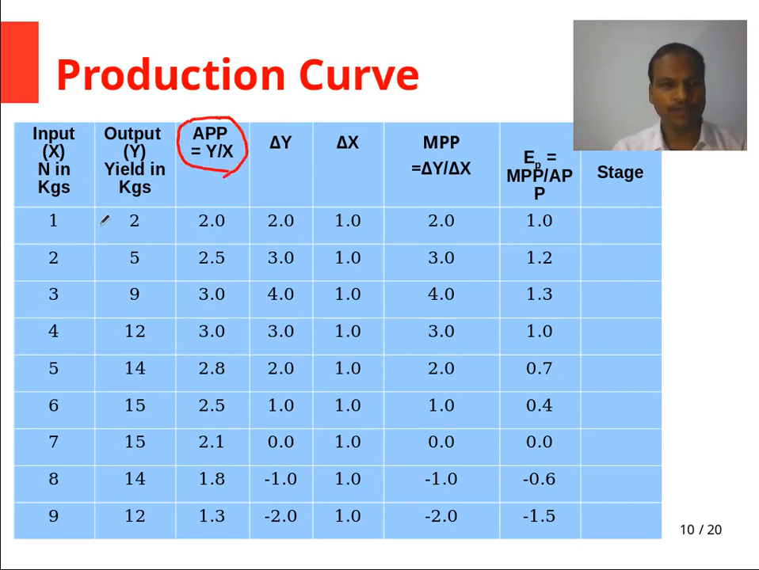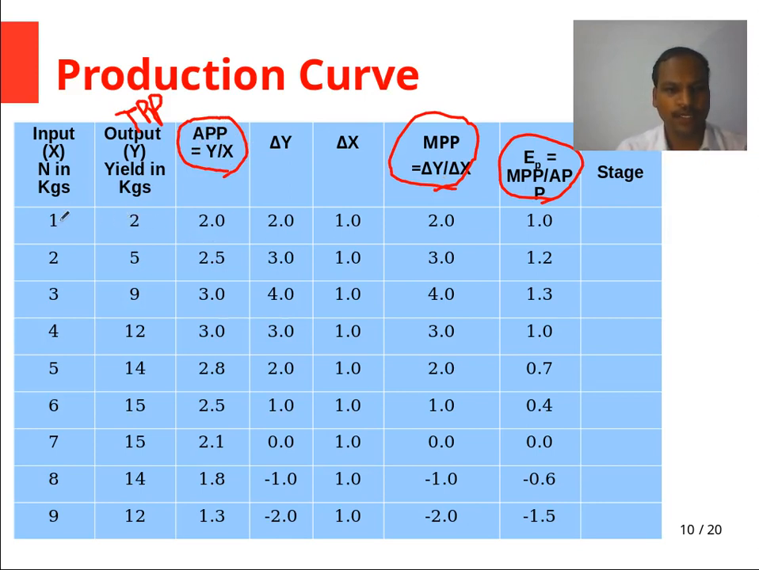So we know that we have drawn the curve for input and output, that is input x and output y, or TPP. Now we have to calculate APP and MPP and EP, elasticity of production. These three things we have to calculate for drawing the production curve, the classical production curve. So APP we can calculate by using the formula y by x. So y is given here and x is given here, and we can easily find the APP.